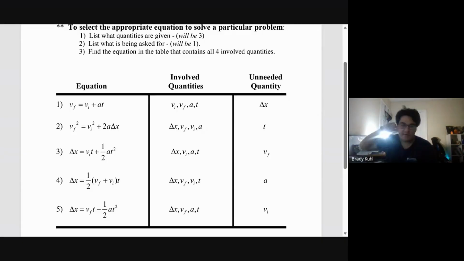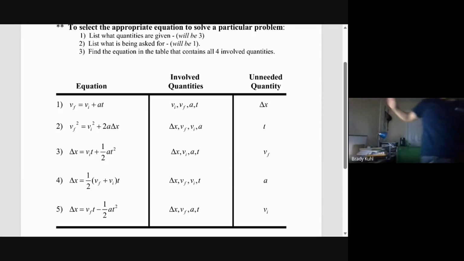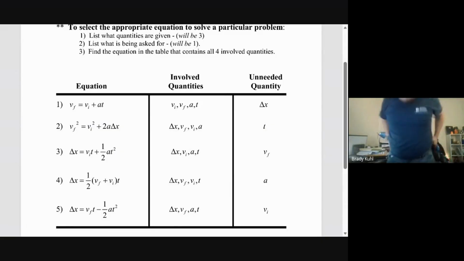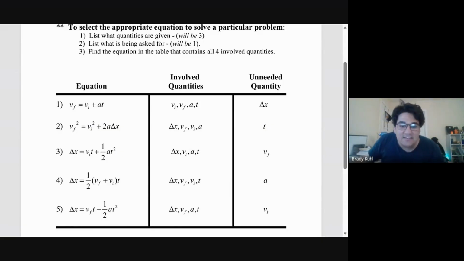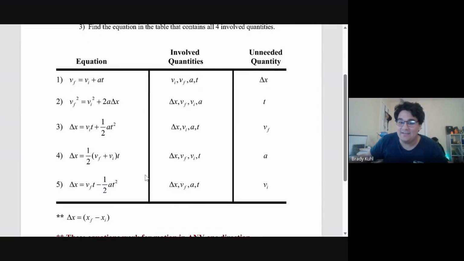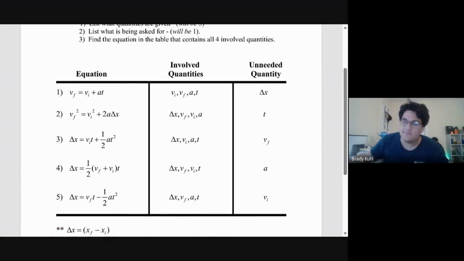Hello, YouTube. Today we're going to get into the kinematics problem-solving part of it. We're actually going to work on real problems. In the last couple of videos, I just explained the concept. This is a table you're going to see, but I had ChatGPT make a pastable version so I can use it constantly.